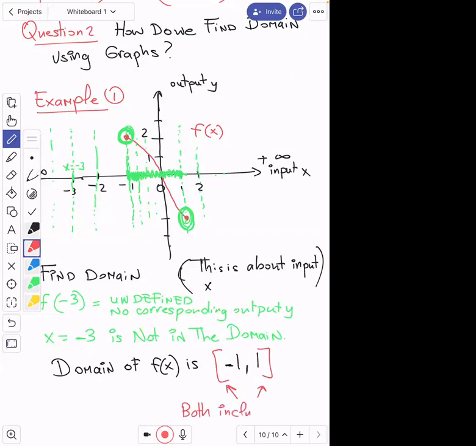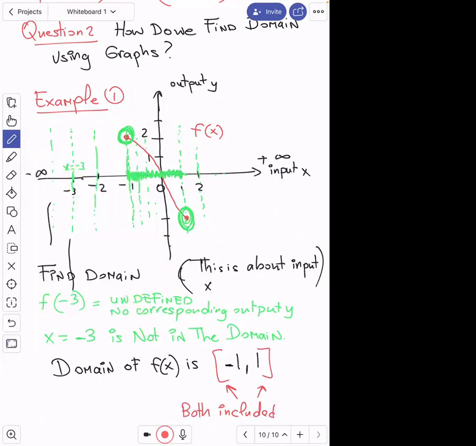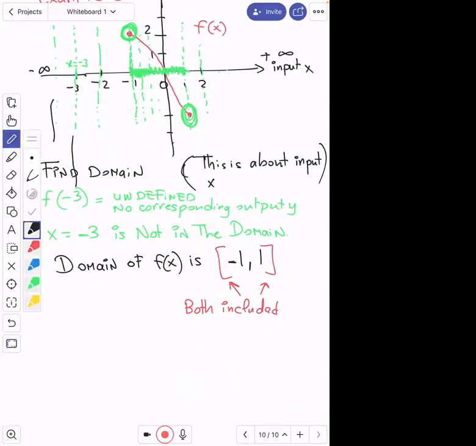So they are included because we do have an intersection with the graph at negative 1 and positive 1, right? So that will be the domain. That's the final answer here. So the domain is equal to negative 1, positive 1, both included.